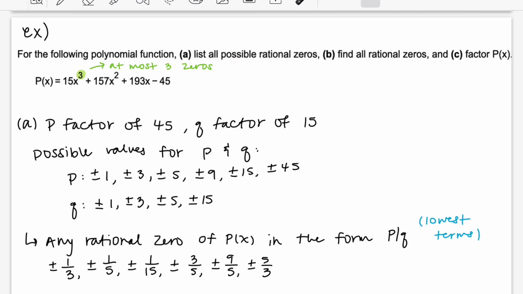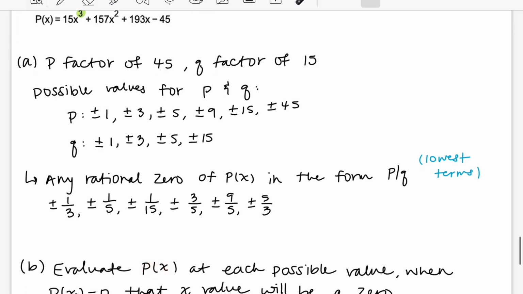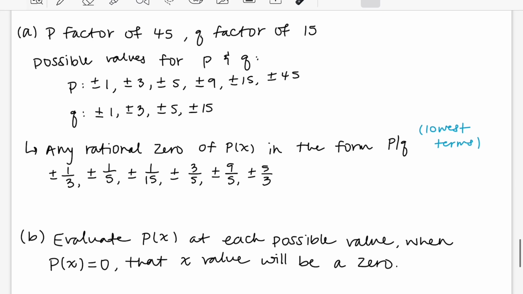But now we want to find all the zeros. So what we'll do to determine that is we'll evaluate our function at each possible value. And when we find that evaluating our function at that value produces a 0, then the x value will be a 0. So doing so, just in the interest of time, I'll tell you that when we evaluate our function at all of these possible zeros, the only ones that are actual zeros are 1 over 5, minus 5 over 3, and minus 9.